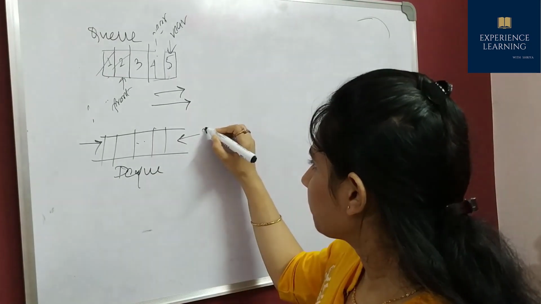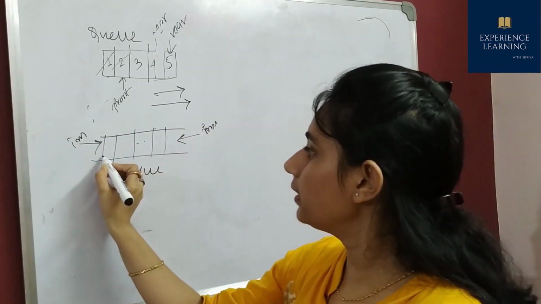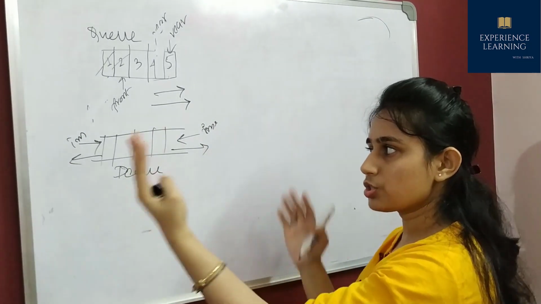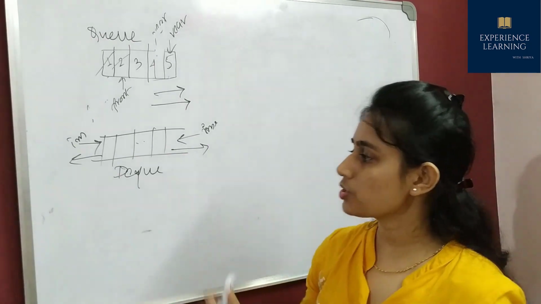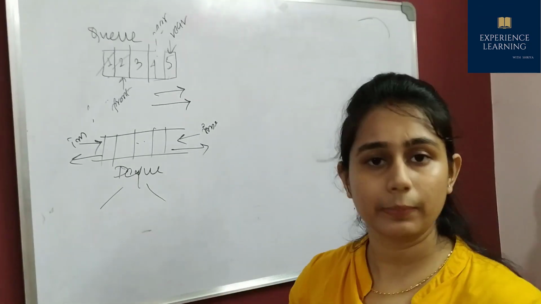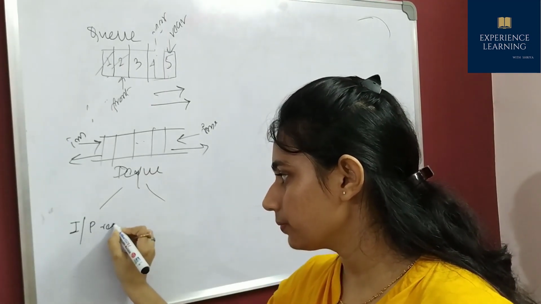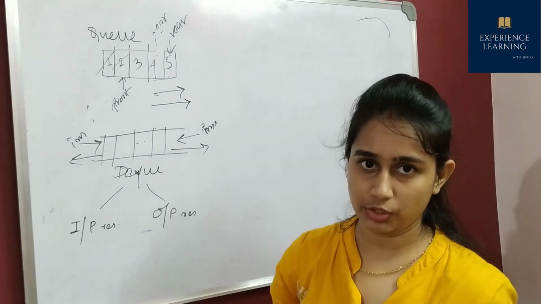So this is insertion, and deletion is also possible from both ends. Insertion is possible from both ends and deletion is possible from both ends. So this one is known as a double-ended queue. We have two types of double-ended queue: one is input restricted and another one is output restricted double-ended queue.